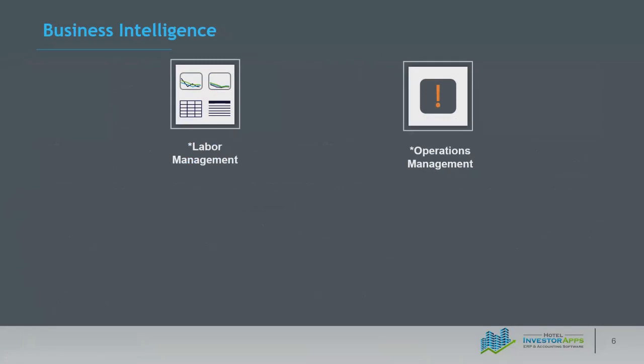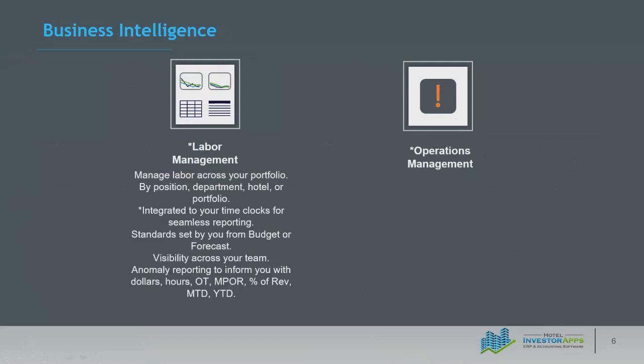Let's take a quick look at our business intelligence platform. It is an integral part of the HIA solution. The labor management will allow you to gain access to your labor data before the payroll is actually completed. So we work with your time and attendance system to pull the data across by portfolio and by hotel, so your team can manage your largest variable expense, labor. You can also set standards for your team and let them manage to those standards and be notified when those standards aren't being met. They can obviously be notified as well.